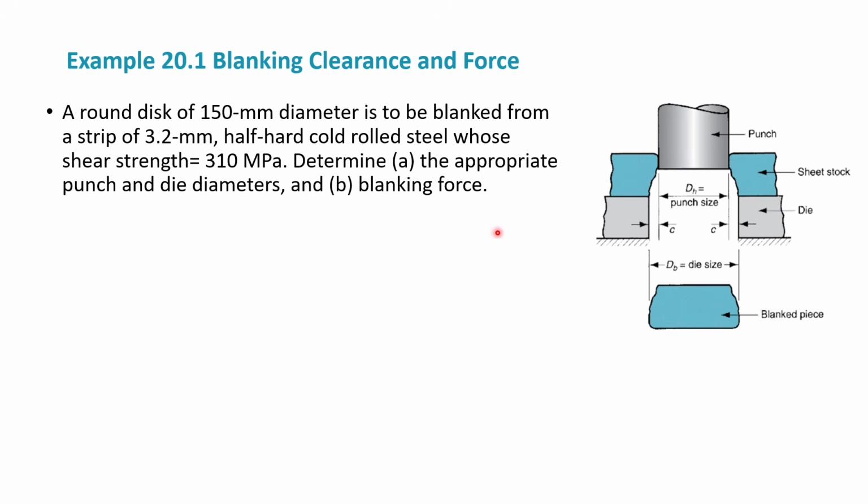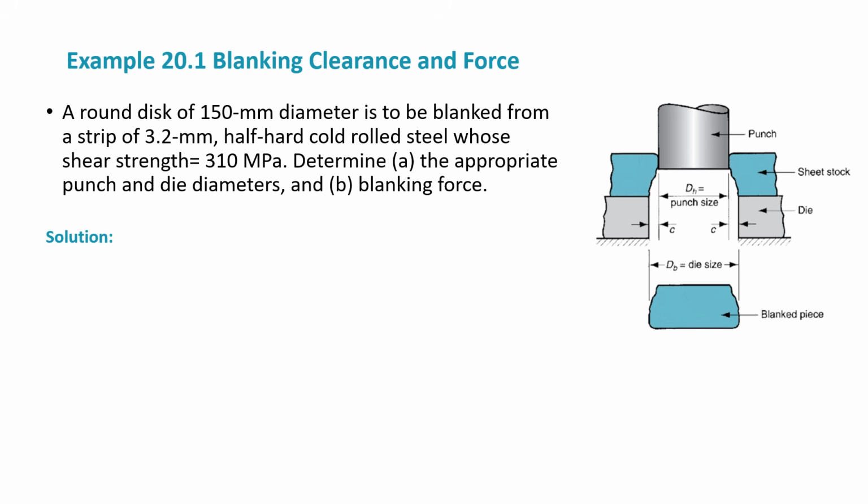So we'll go back to the example. We have a round disc, 150 millimeters in diameter, that is to be blanked from a strip of 3.2 millimeters thickness. That's the diameter DB. The material is half hard cold rolled steel, with a shear strength given as 310 megapascals. We need to determine the appropriate punch and die diameters, and finally the blanking force.